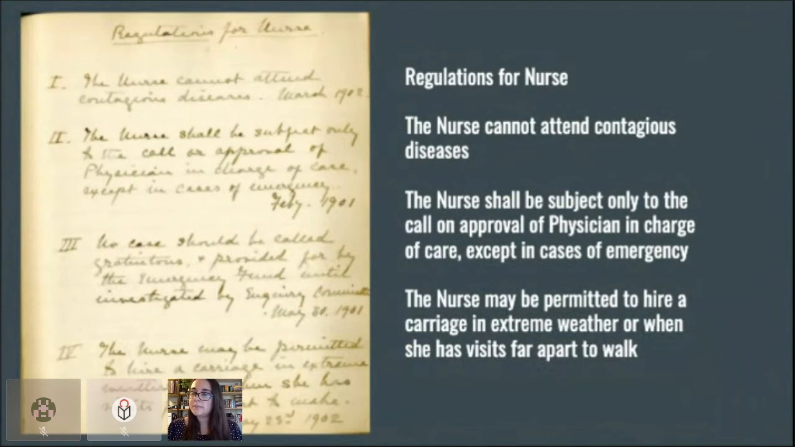The nurse shall be subject only to the call on approval of the physician in charge of care, except in cases of emergencies. And the nurse may be permitted to hire a carriage in extreme weather or when she had visits far apart to walk. And the committee eventually later on provided the nurse with a car to use. However, the nurse was only able to do visits within borough limits. The township was another matter.